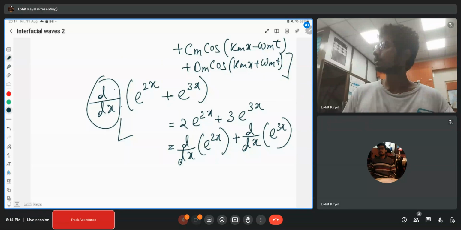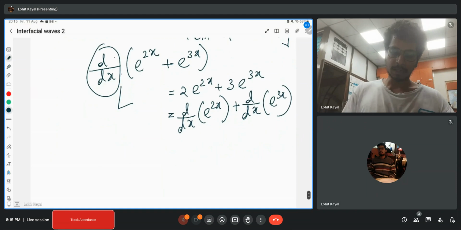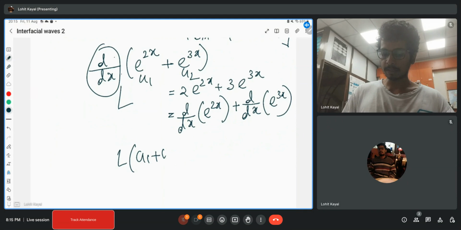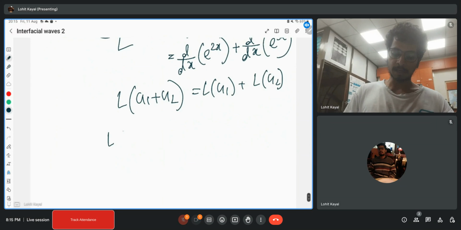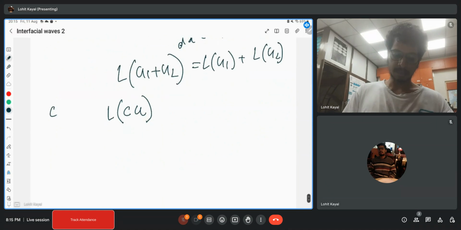So here d/dx is like L. This derivative is a linear operator. So d/dx is a linear operator. Say it is u1 and it is u2. It works on u1 plus u2 and gives you the result L u1 plus L u2. Similarly, if you have a linear operator L and u is any function, and you multiply with some scalar c, where c belongs to R, a real number, then it is c times L u.